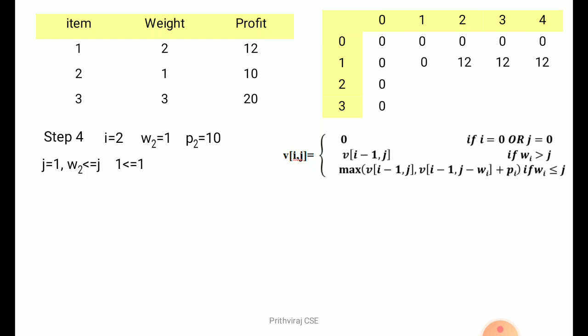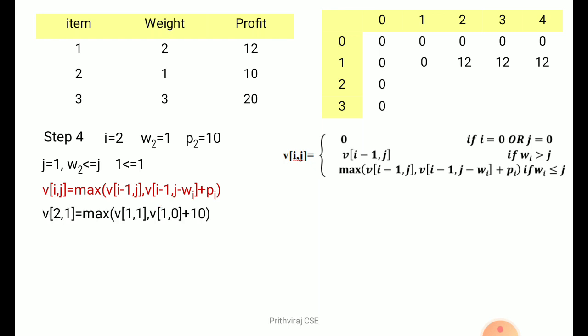Start from j is equal to 1. The j value is 1, so w2 is less than or equal to j. W2 is 1, and 1 is less than or equal to 1. So third possibility, we have to compute v of 2 comma 1, which is equal to max of v of 1 comma 1 comma v of 1 comma 0 plus 10. v of 2 comma 1 will be equal to max of 0 comma 10, that is 10.